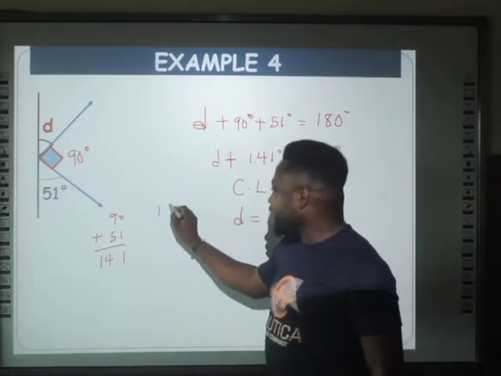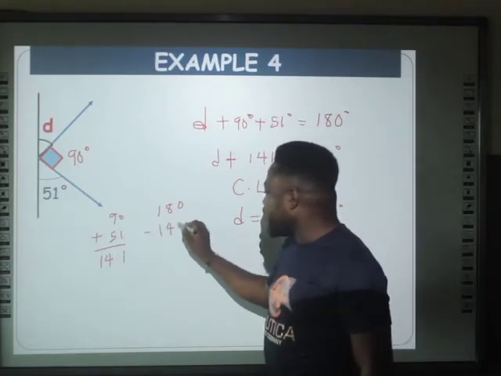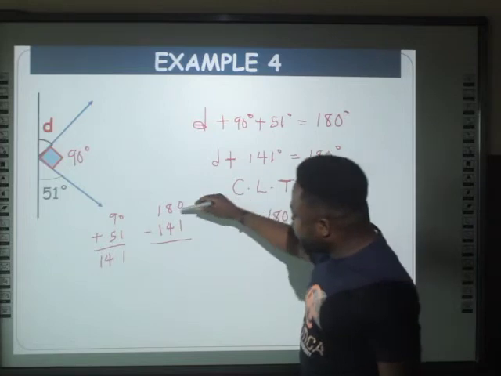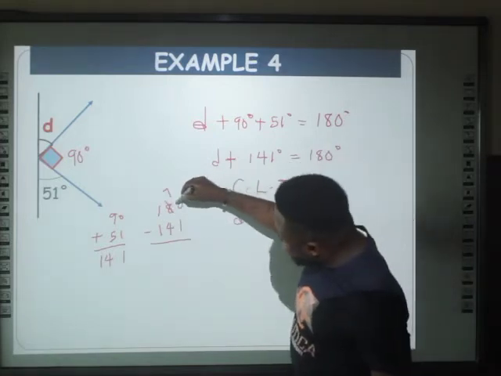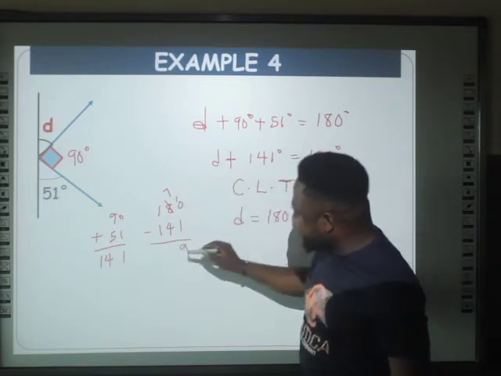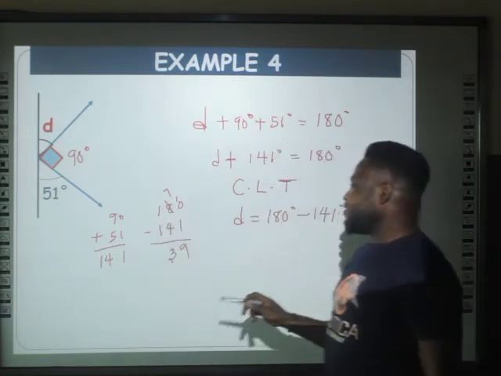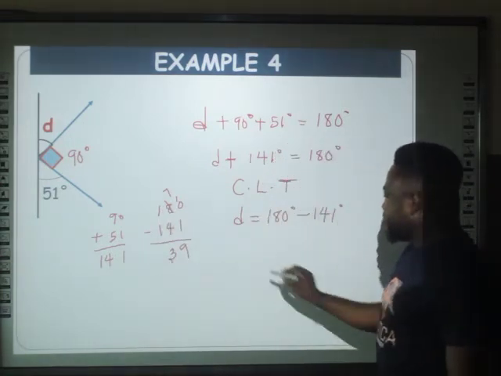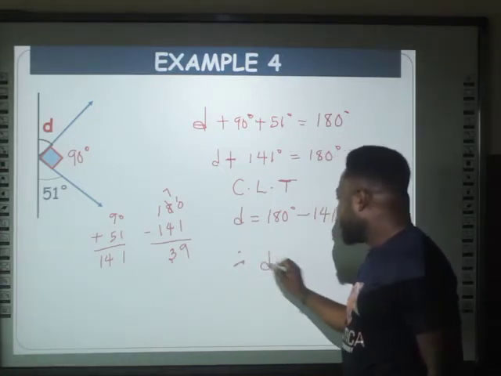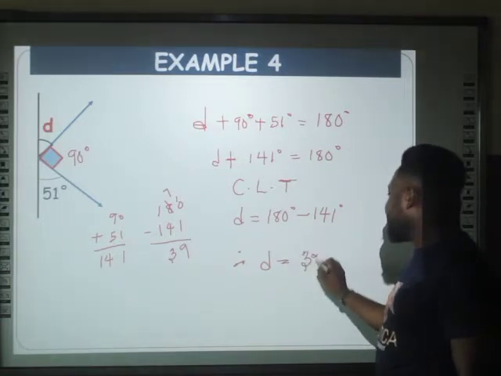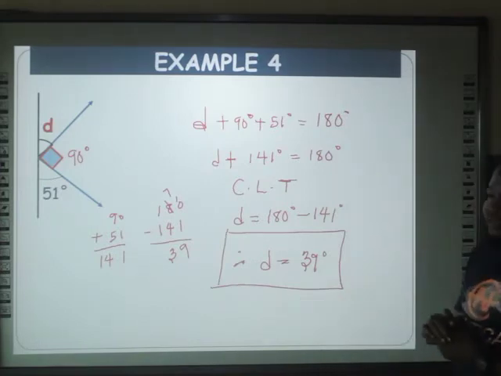Now, if you subtract that, 180 minus 141. Of course, you have to borrow 1 here. You'll be left with 7. When you borrow 1 from 8, you place the 1 here, it becomes 10. 10 minus 1 will give you 9. 7 minus 4 will give you 3. 1 minus 1 will give you 0. So that means you have 39 degrees. So therefore, your missing angle D is what? 39 degrees. The missing angle here is 39 degrees.